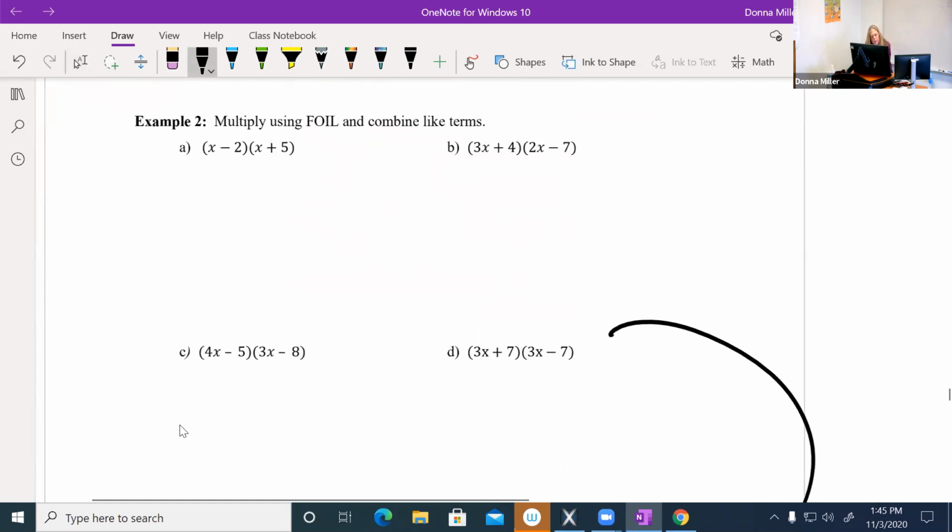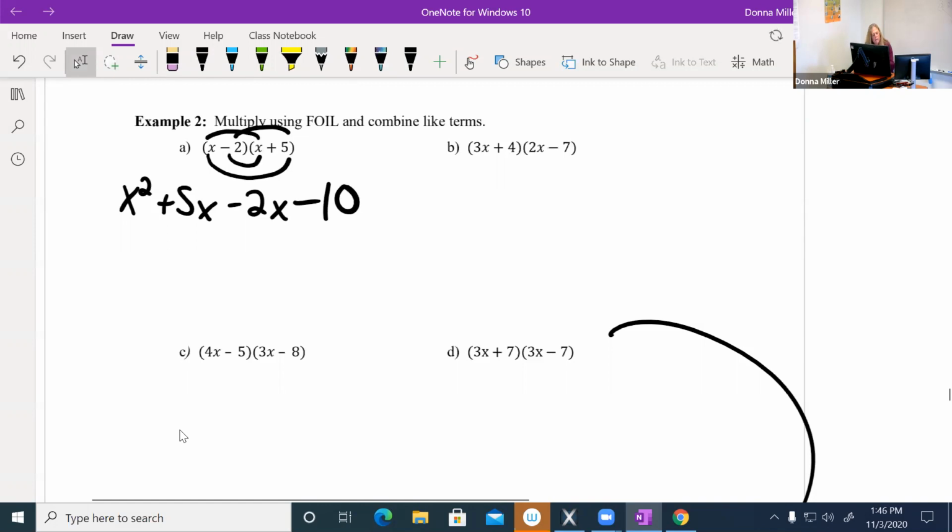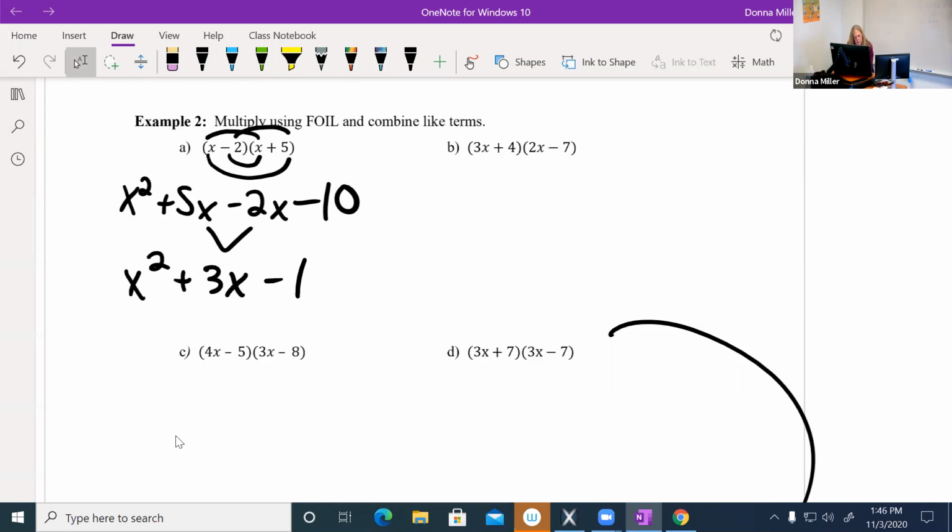So we're going to do first, so x times x is x squared. Outsides would be these two guys on the outside, so that's plus 5x. Insides, -2x. And lasts, -10. All right, so once I'm done all that, I combine the outsides and the insides here. 5x minus 2x is 3x. And I'm done. Okay, I've multiplied it out.